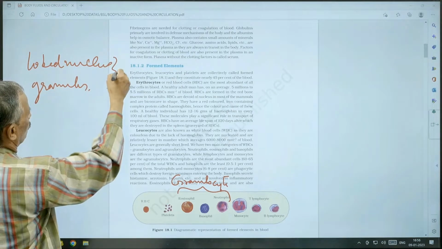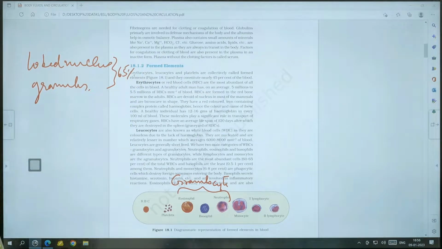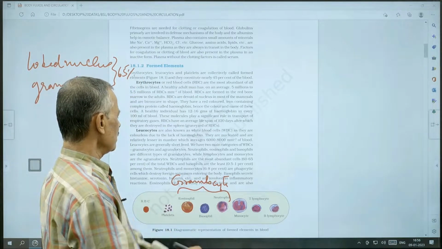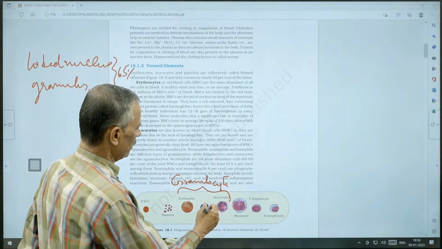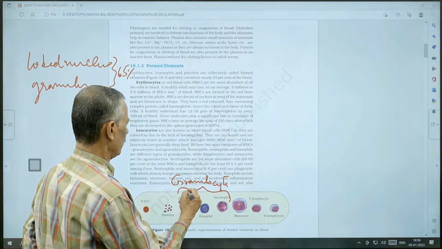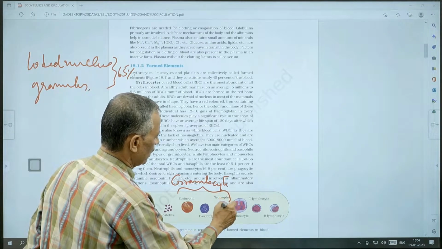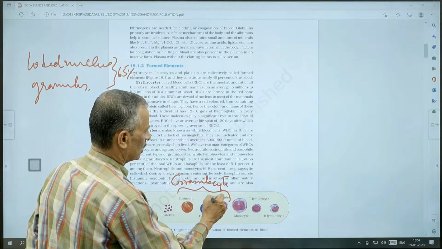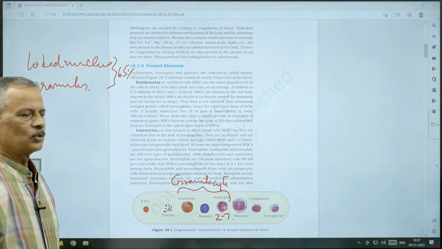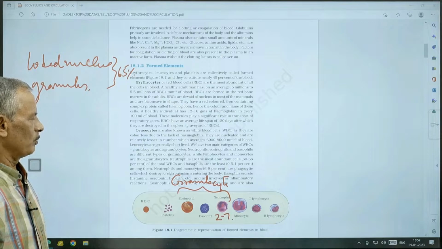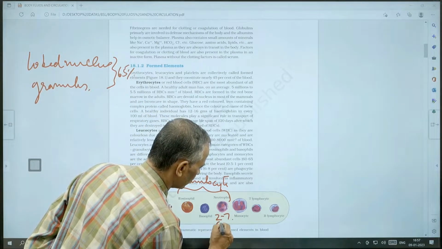These will be constituting 65% of the WBC. And the largest among them is neutrophil. Neutrophil will be also called polymorphonuclear neutrophil, PMNL, because they will be showing different types of nucleus having 2 to 7 lobes. And they will be 60 to 65%.